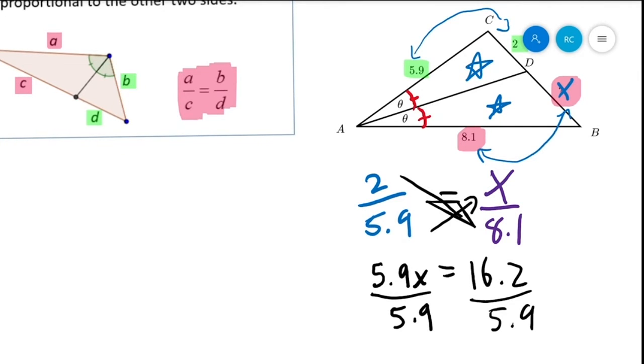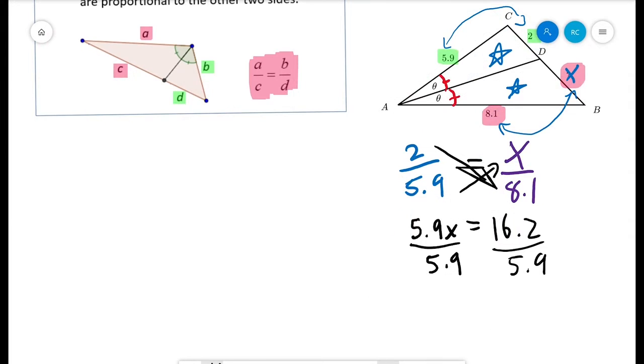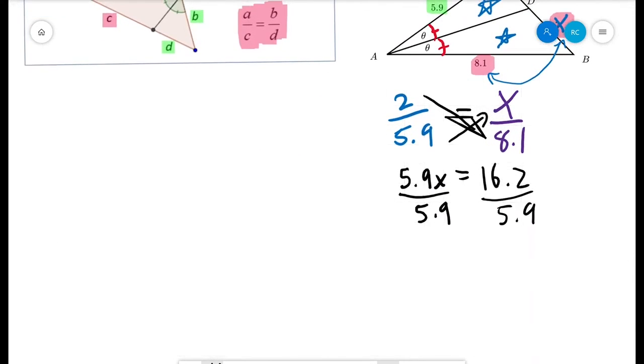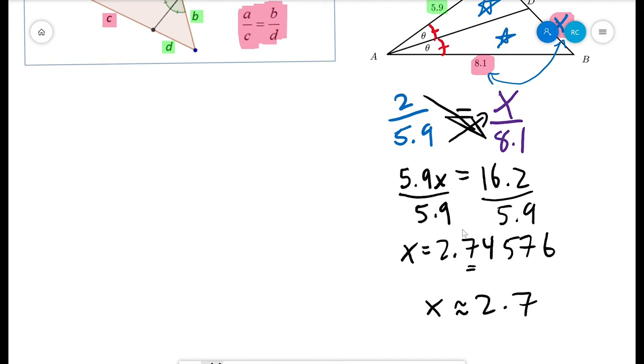Grabbing my calculator. 16.2 divided by 5.9 is 2.745. Now it says to round to one decimal place, so we're going to say that x equals 2.74576, but since we're rounding to one decimal place, we're going to say that x is approximately equal to 2.7.